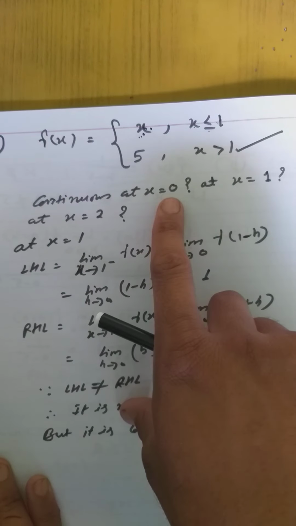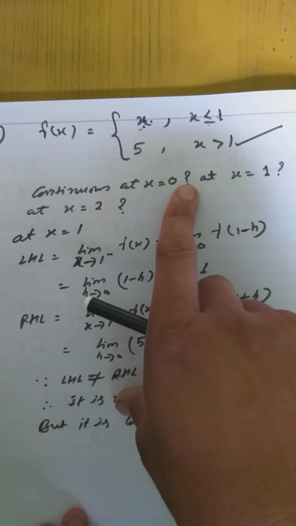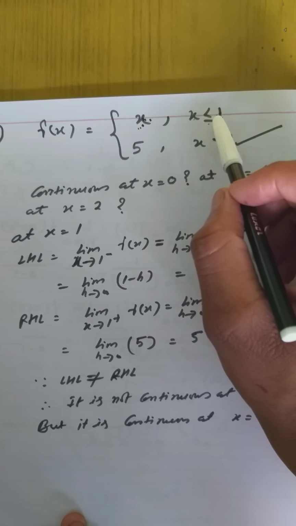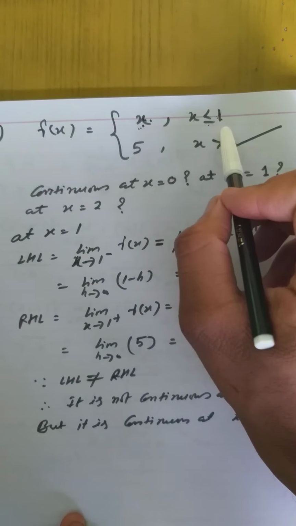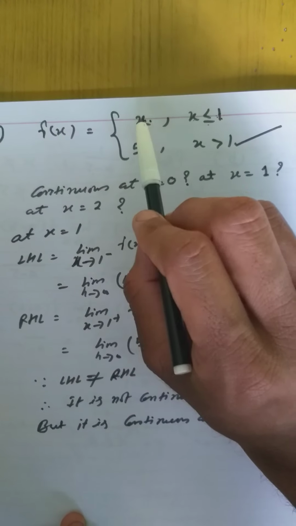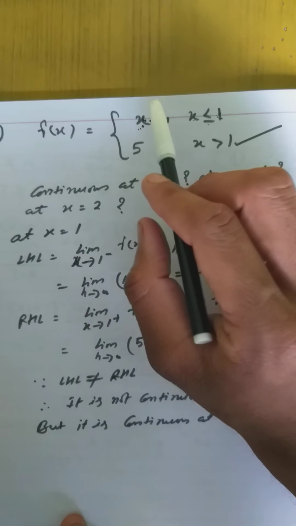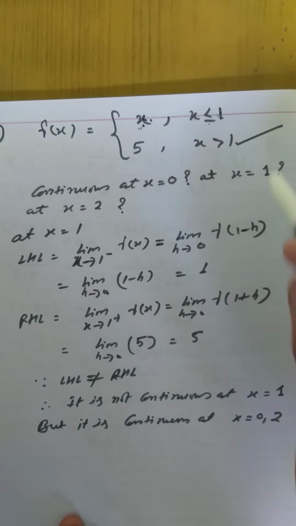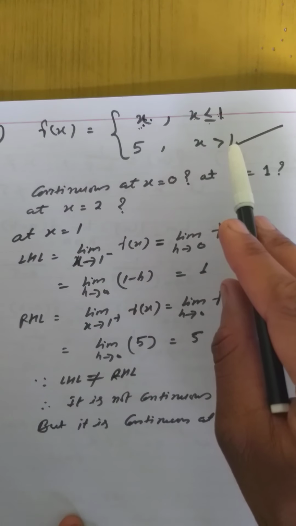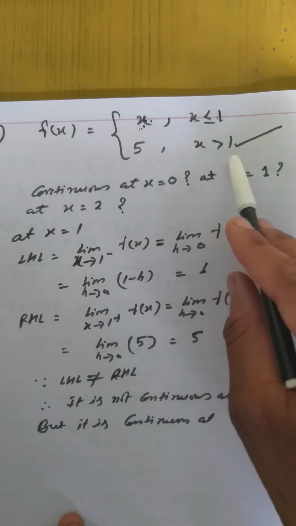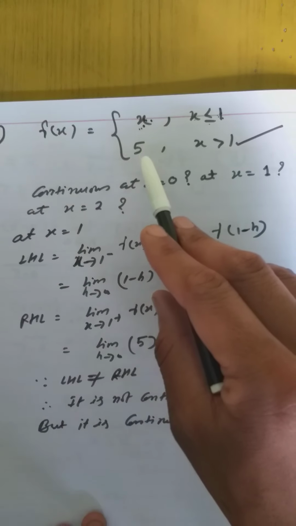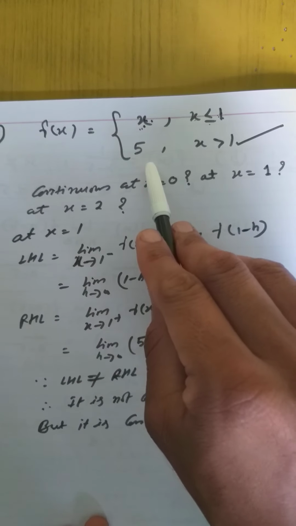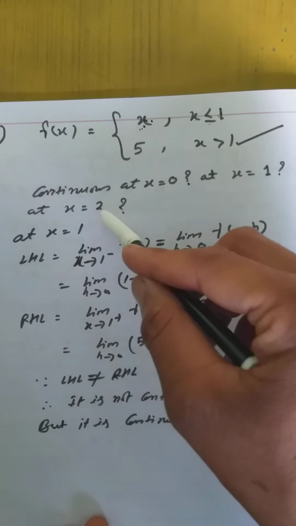As we know, the function will definitely be continuous at x equal to 0 and 2. Since x equal to 0 lies in x less than 1, for left hand limit, right hand limit, value of the function, we will use the same function, this. So it will be continuous at x equal to 0. And at x equal to 2, since x equal to 2 lies in this condition, which is always 5, for left hand limit, right hand limit, value of the function, its value will always be 5. So it will be continuous at x equal to 2.